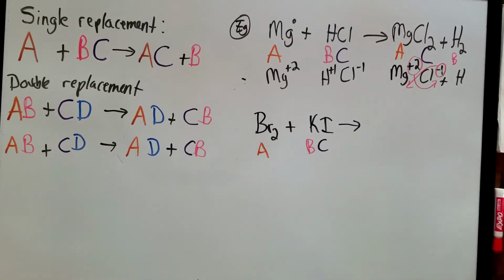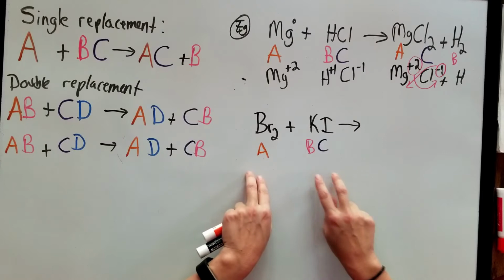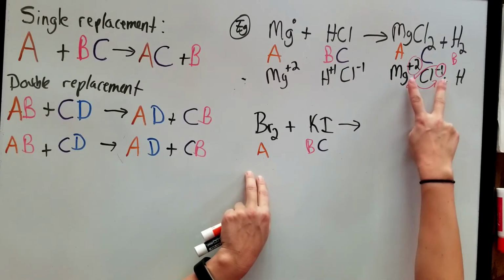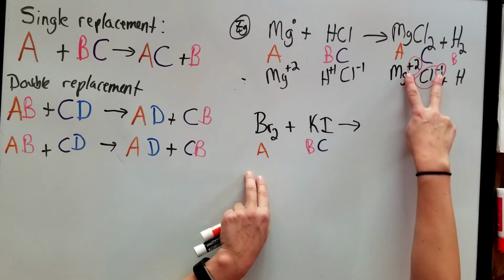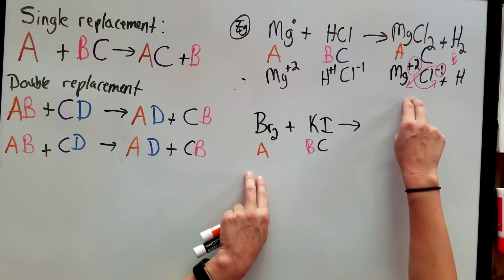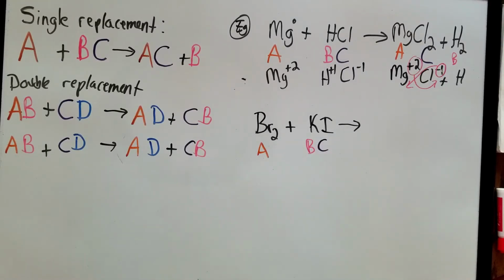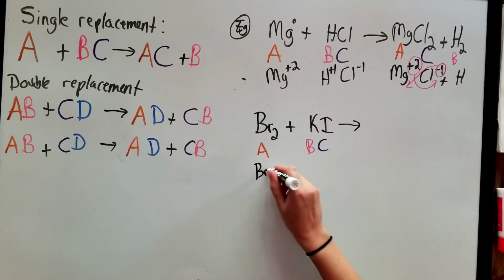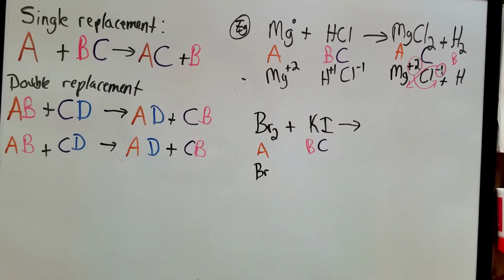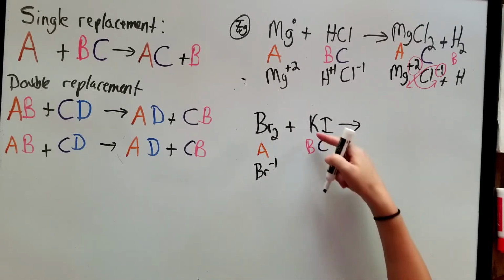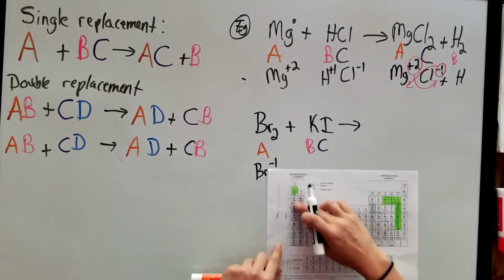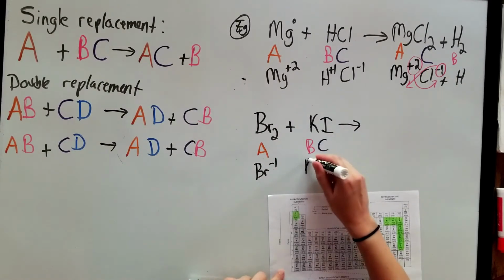Okay, so before we predict the products, we need to figure out who's switching with who. Okay, so in order to do that, we need to know the charges so that we're making sure in the products that we have opposite charges making the compound, because opposite charges attract. So we need a positive and a negative combining to form the compound in the product. So if bromine's by itself, okay, what is its charge? It's a halogen, group 17, so it's going to be a -1 if it's in a compound. Looking at potassium, alkali metal, group 1, so it's going to be a +1.